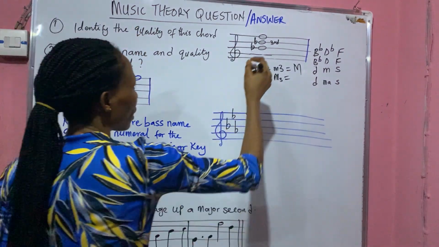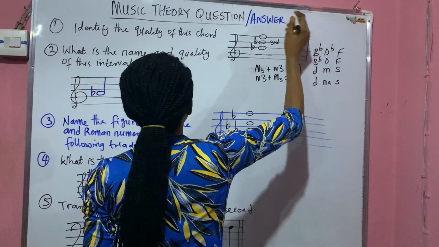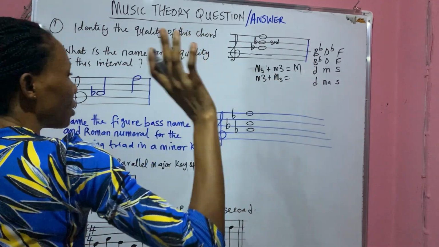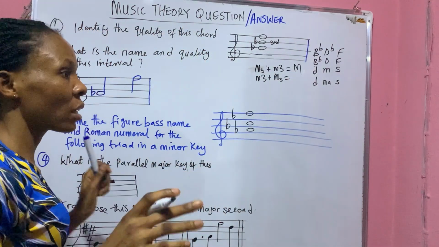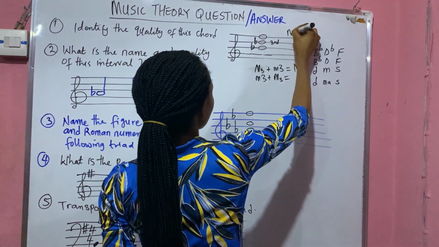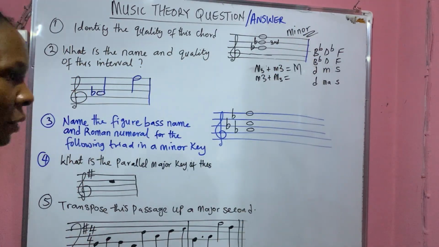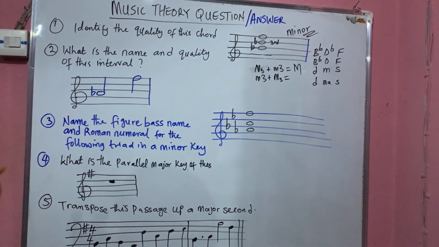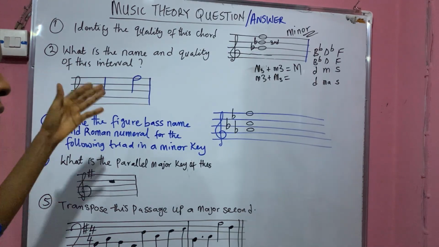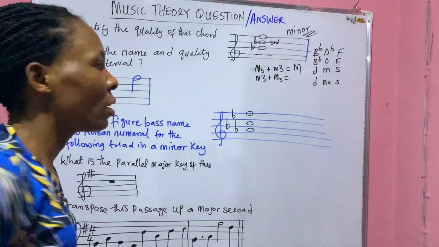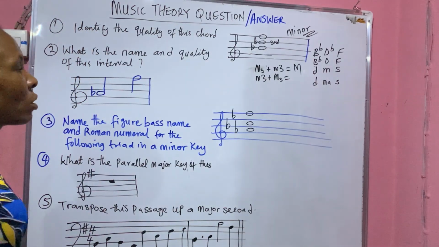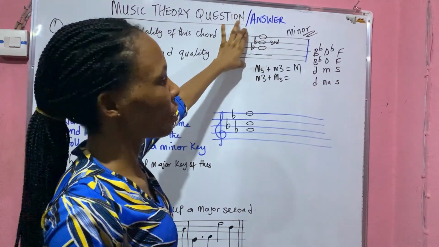So this chord now is, they say identify the quality. So all you're asked to do is just to tell the quality. So the quality of this chord is minor. So the answer is minor. The chord is minor, because we're not told whether it's chord this or chord what or on which key. So this is a minor chord.